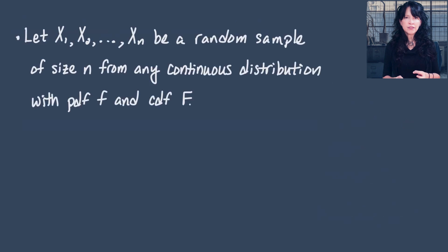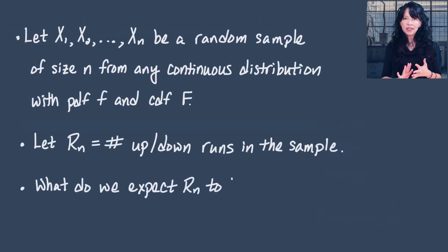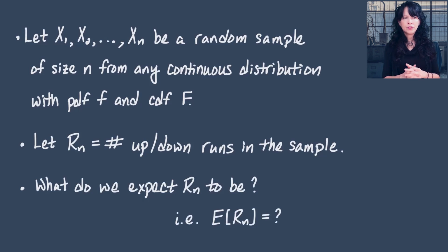I'm going to define capital R sub n to be the number of up-down runs in this sample of size n. And the question is, what do we expect R sub n to be, i.e., what is the expected value of R sub n? So how are we going to count these runs? How are we going to compute R sub n?